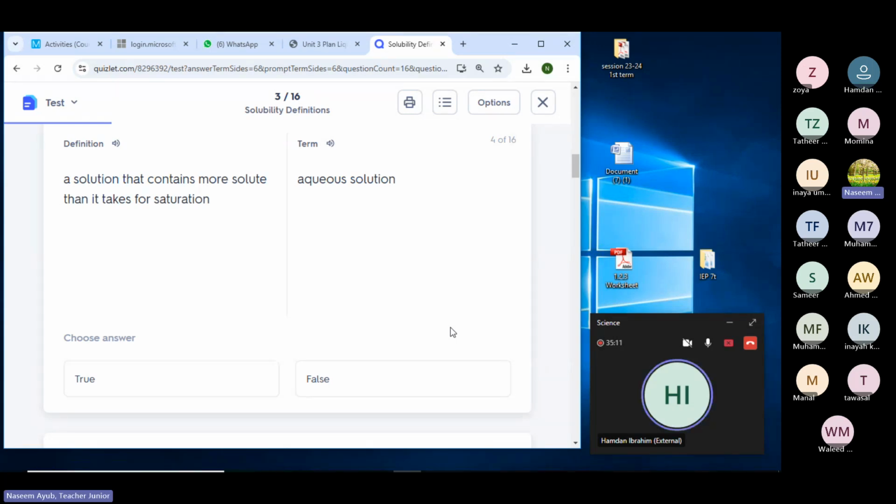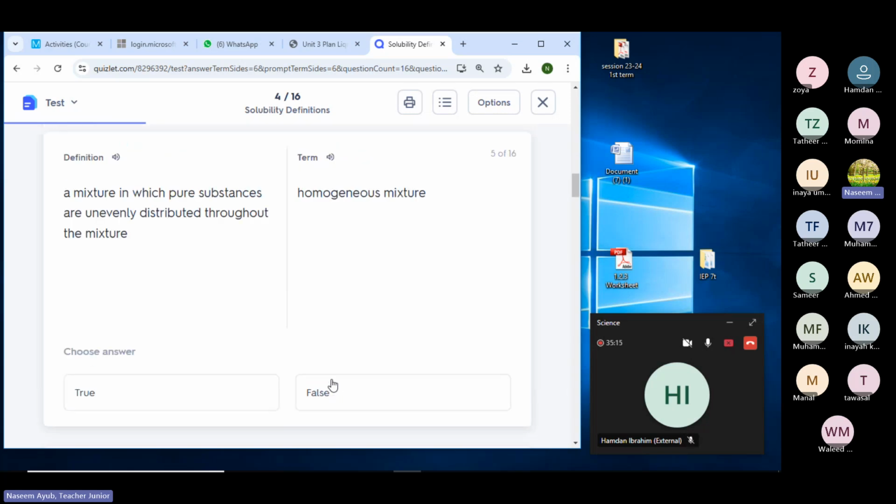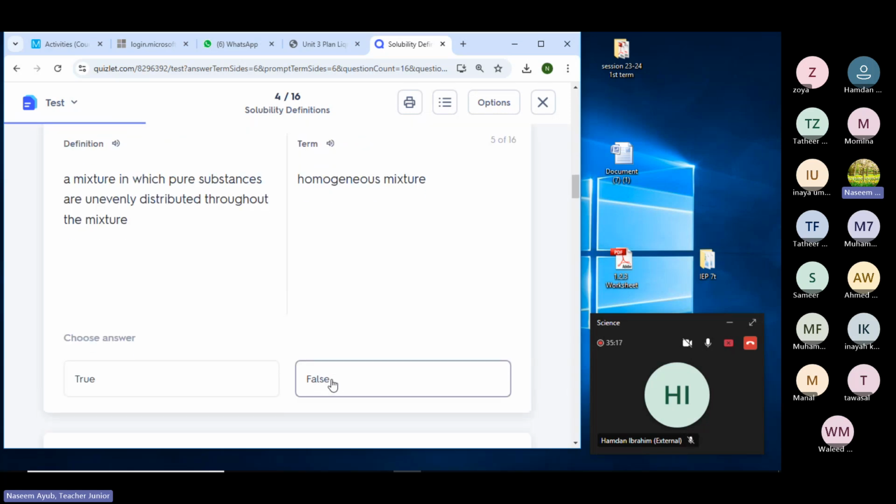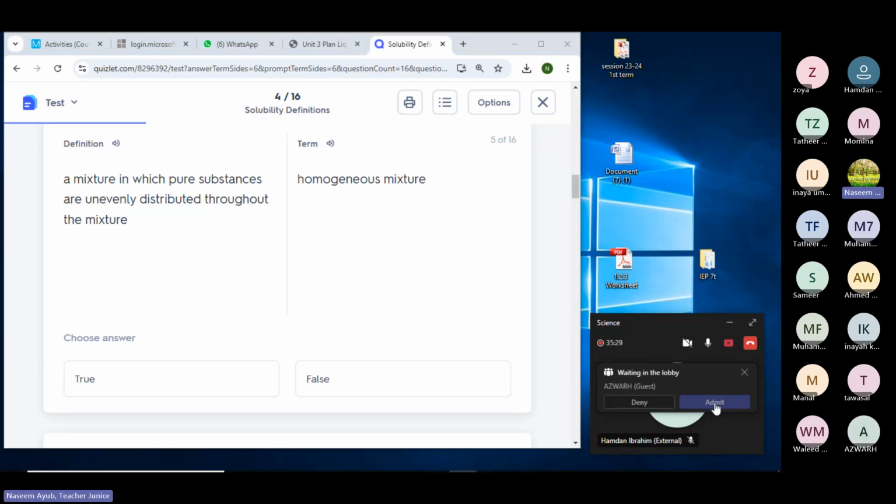Where we are having water as a solvent, it's called an aqueous solution, right? A mixture in which pure substances are unevenly distributed throughout the mixture.